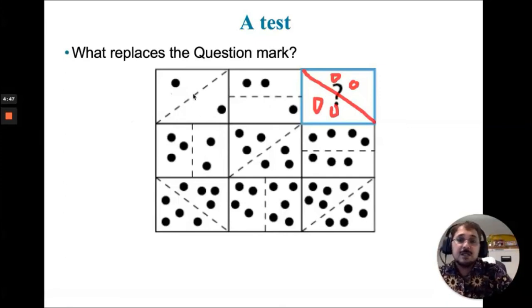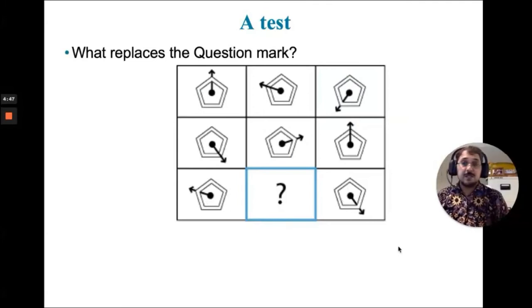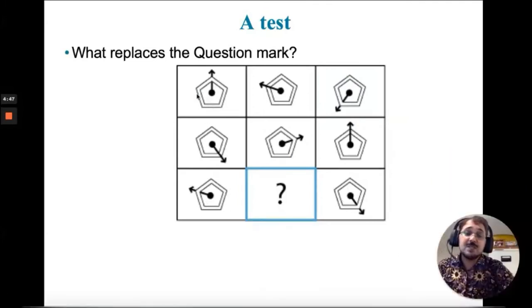So the solution will be what? Increase the dot by one, and rotate the line by 45 degrees. Okay, let's see another puzzle here. Let's start from the beginning one, from the top left corner.